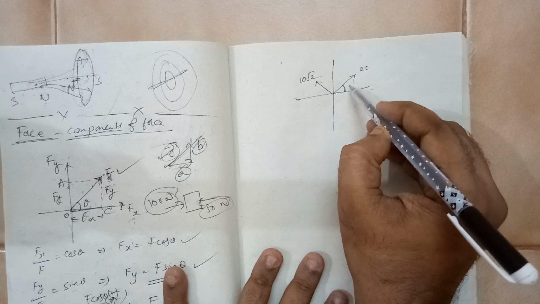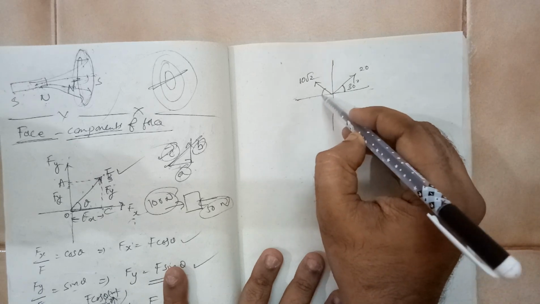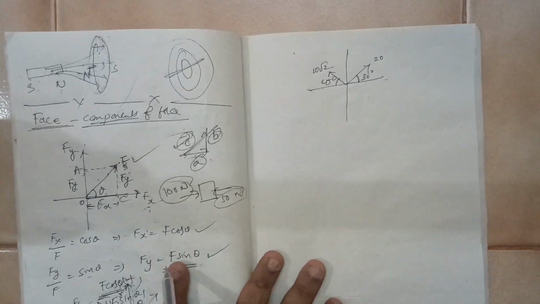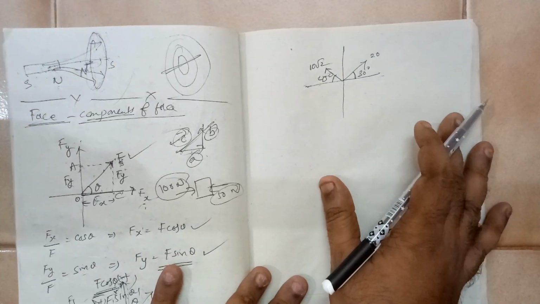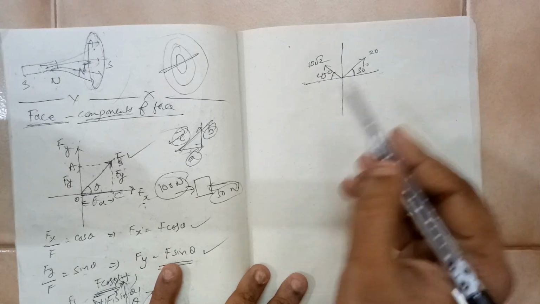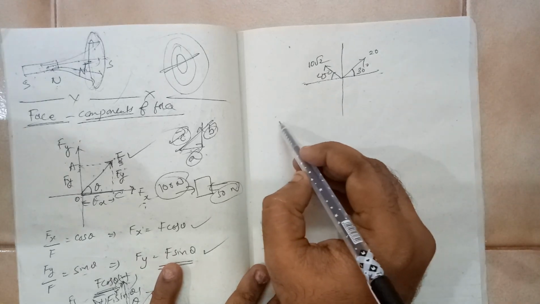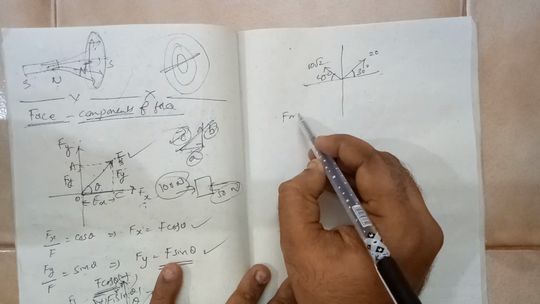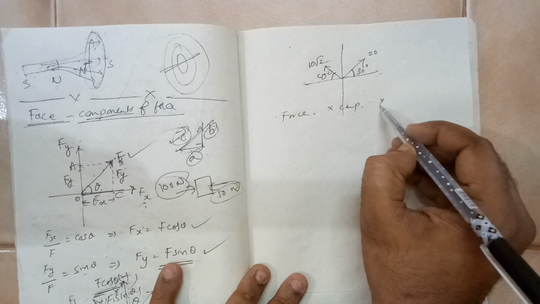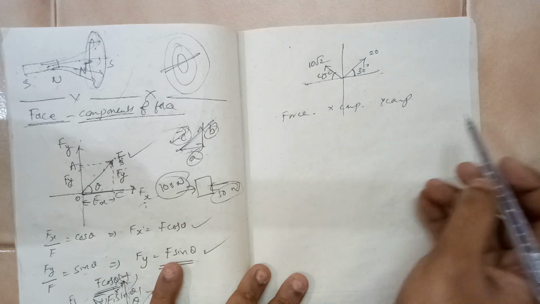Let us say this angle is 30 degrees and this angle is 45 degrees. Then how do we find the resultant of this system? First we have to find out the components. You will draw the table. You will first write here force, the x component, and the y component.